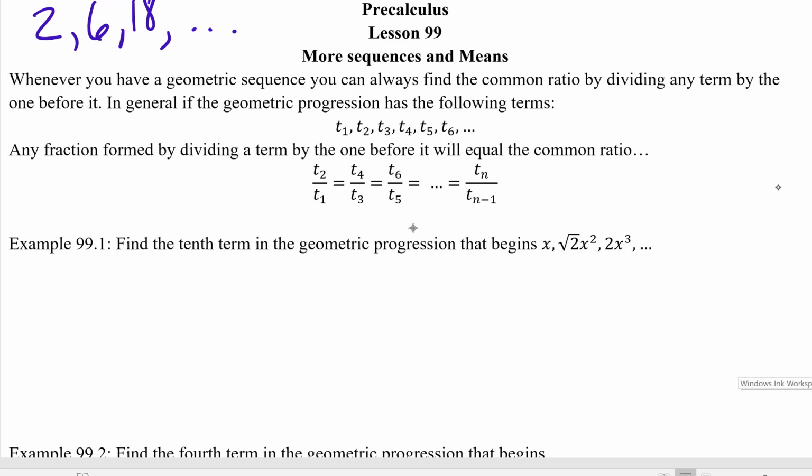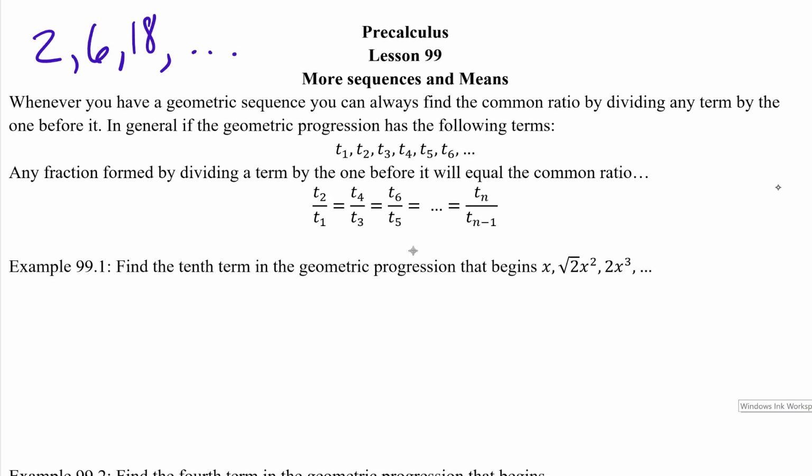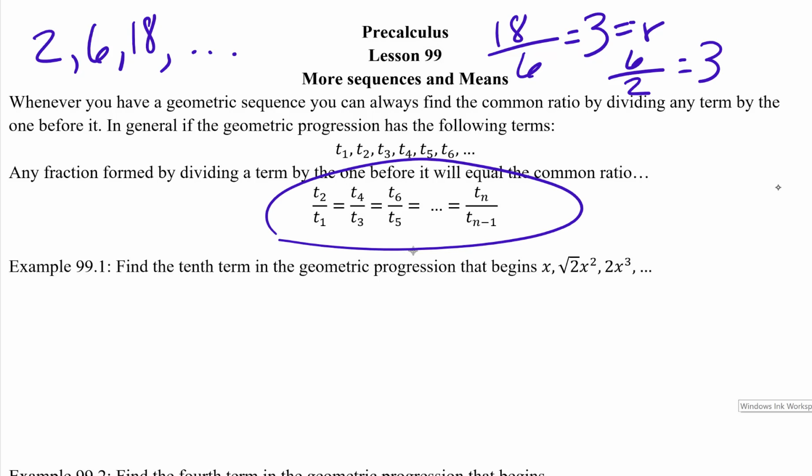And what this is saying is that if you have a sequence and you don't know the common ratio, you can figure it out just by taking any term and dividing it by the term before. So in this sequence, if I take 18 and divide it by the term before it, which is 6, I'm going to get 3, the common ratio. Or, for example, if I take the term 6 and divide it by the term before it, which is 2, I still get the common ratio. So it doesn't matter which term you pick, if you just divide it by the one before it, you will get the common ratio that relates every term in that sequence.